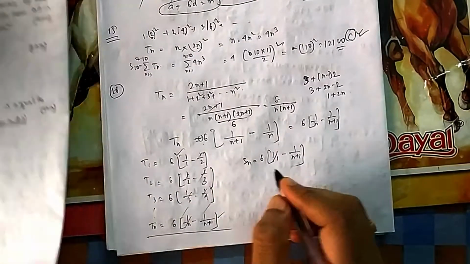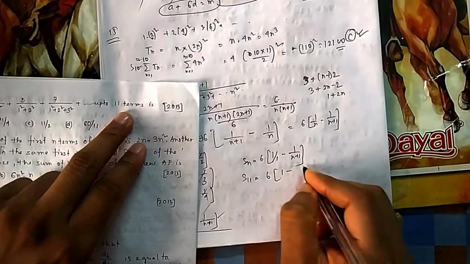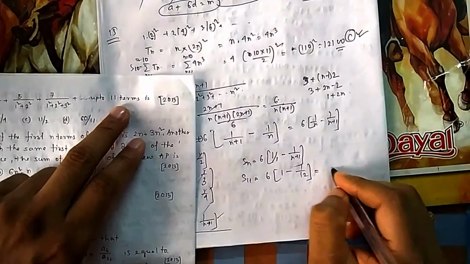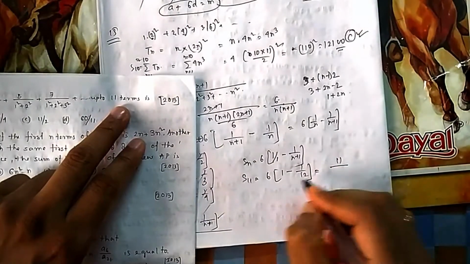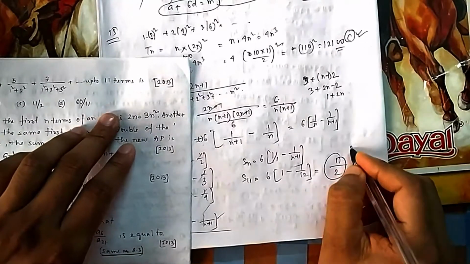This will be Sn. Now they ask you to find the sum up to 11, so you just put 11 instead of n. So it will be 1 by 12, 12 minus 1, 11, then it is 6 into 11 by 12, that is 11 by 2, which is your option C.